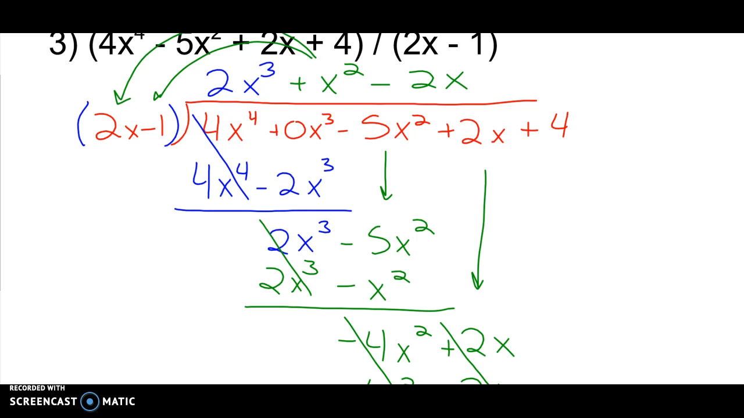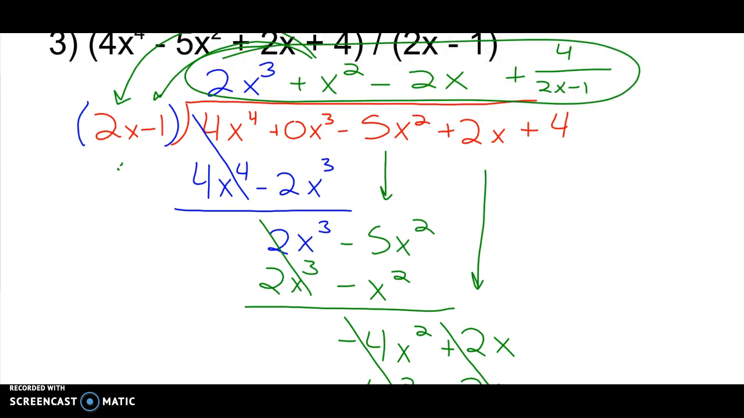So at the end of my answer, I'm going to put a plus sign. What was my remainder? 4. 4 over 2x minus 1. And this is the answer on your EOC that you would select on the computer. How many of us remember that pretty well from before break? Cool.